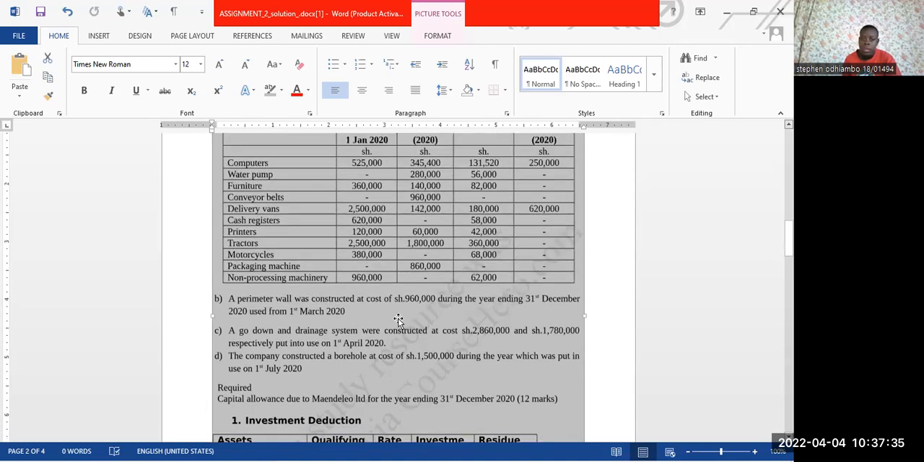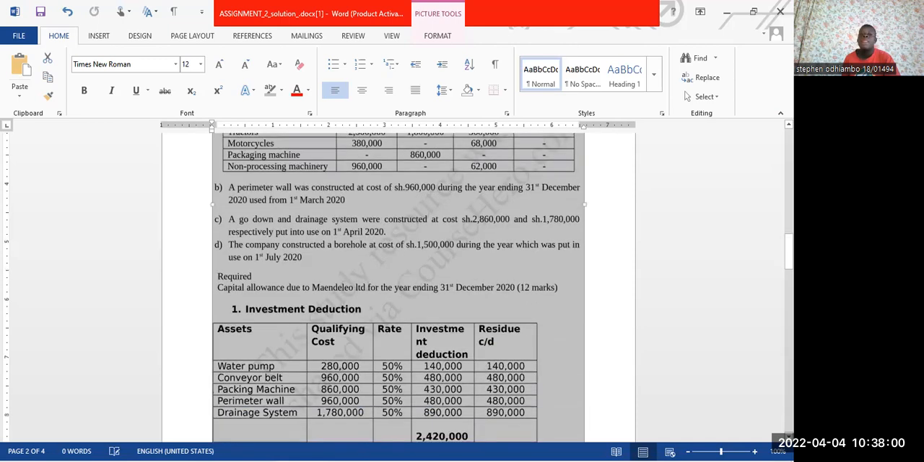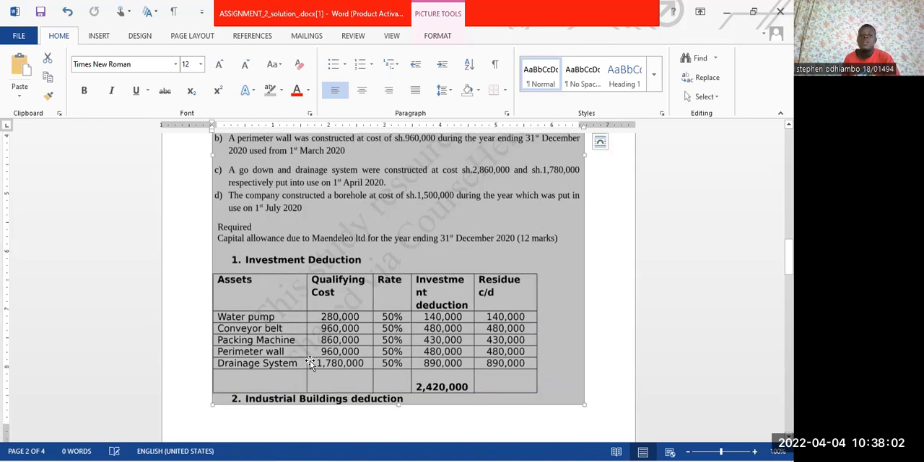Perimeter wall is in additional information. A perimeter wall was constructed at a cost of 960,000 during the year ending 31st December 2020, used from 1st of March 2020. Then you will find this additional information is one of the investment allowances, because it is a construction. It was being constructed. Drainage system of 1,780,000.